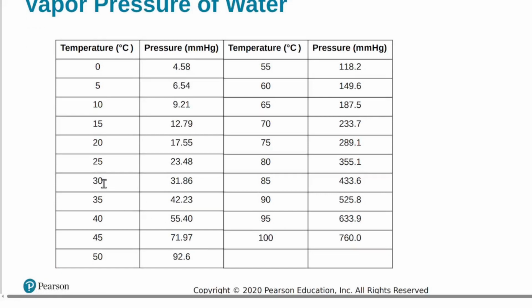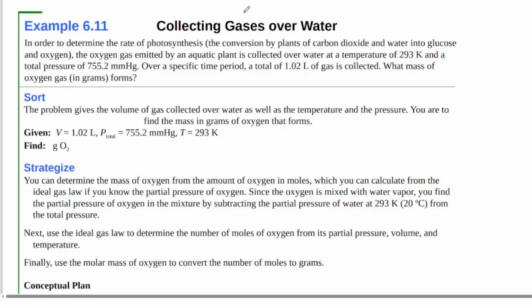For example, the vapor pressure of water at 30 degrees C is 31.86 millimeters of mercury, and the vapor pressure of water at 50 degrees C is 92.6 millimeters of mercury. So, according to Dalton's law, if you have a mixture of gases, the total pressure of the gases is due to the partial pressure of each of the gas components. So if one of those components is water, then the total pressure is going to be due to the partial pressure of each of the components of the mixture plus the partial pressure of water.